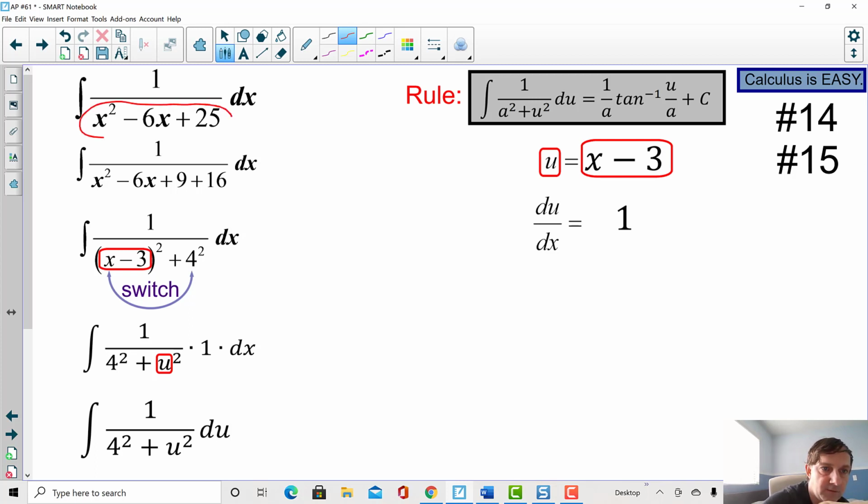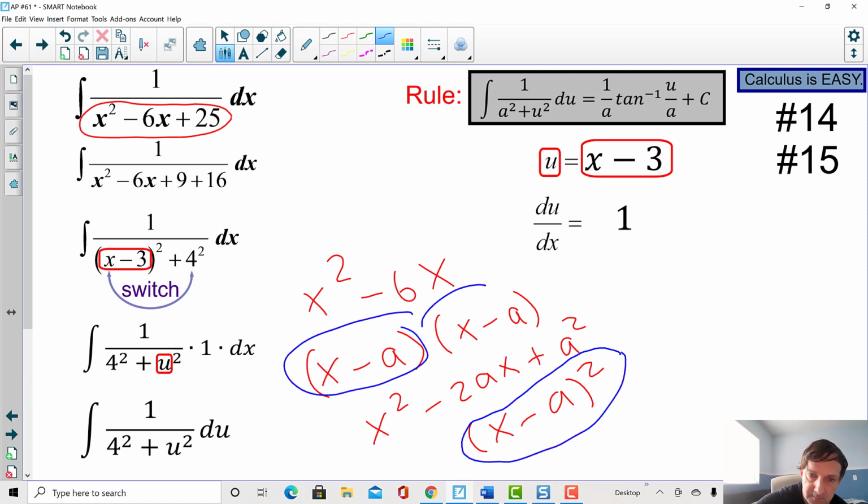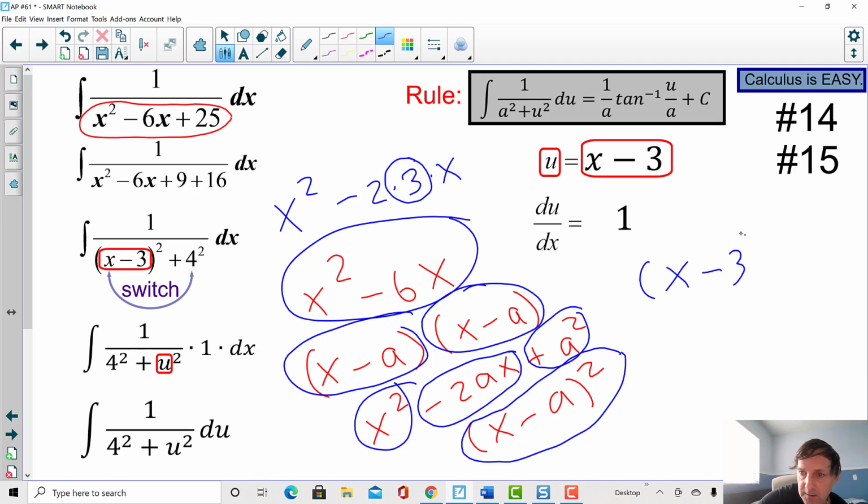In order to get a perfect square, if you have x squared minus 6x, the rule says that for a perfect square, that would be x minus a times x minus a. You're going to have x squared minus 2ax and then plus a squared. So this is what we have. We have x squared minus 2 times 3 times x. So in this case, our a is going to be 3. So we're trying to get x minus 3 times x minus 3. That's what we're trying to get.